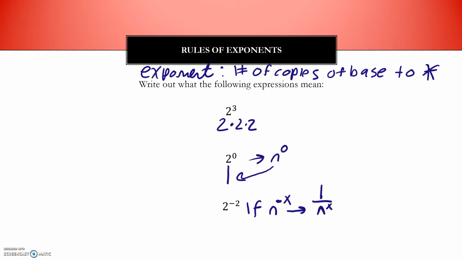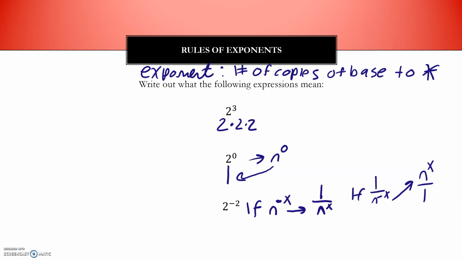Now, if we have this, then that makes it, okay, we're going to divide. Negative is the opposite of positive. Division is the opposite of multiplication. The opposite is also true. If we have 1 over, or any number over, n to the negative x, we bring it up n to the positive x over 1.